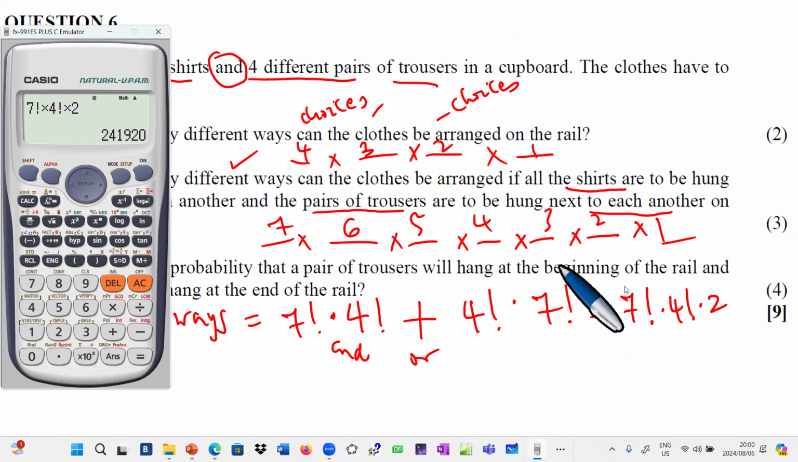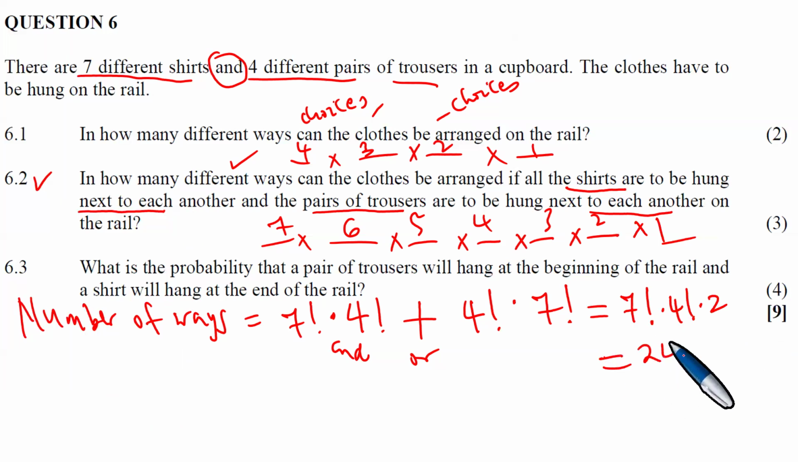241,920. Right. So you have exactly 241,920. Any question? Oh, before, I wanted to ask about one thing.